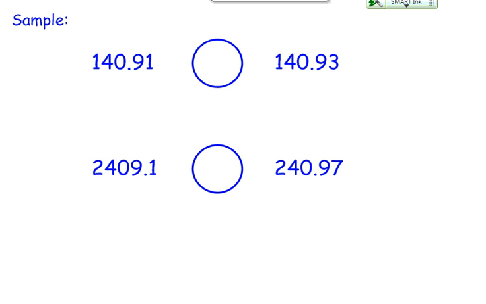Here are some sample problems to get you on your way as you start comparing decimals. That is lesson 69.